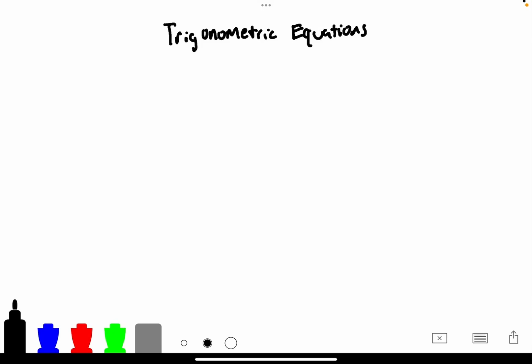Welcome to the Trigonometric equations lesson. This lesson builds off of what you know from the unit circle and applying that knowledge.